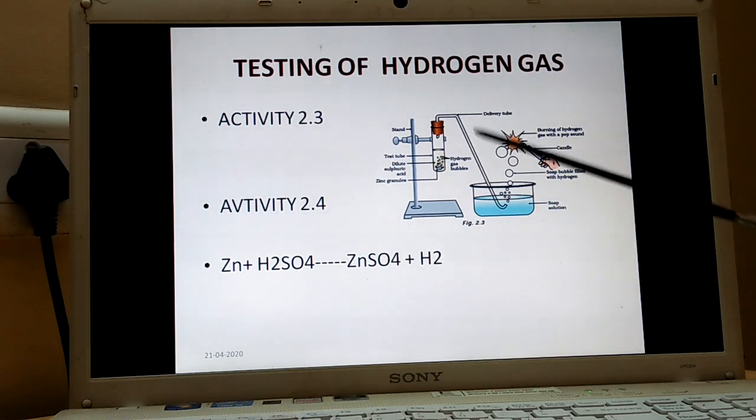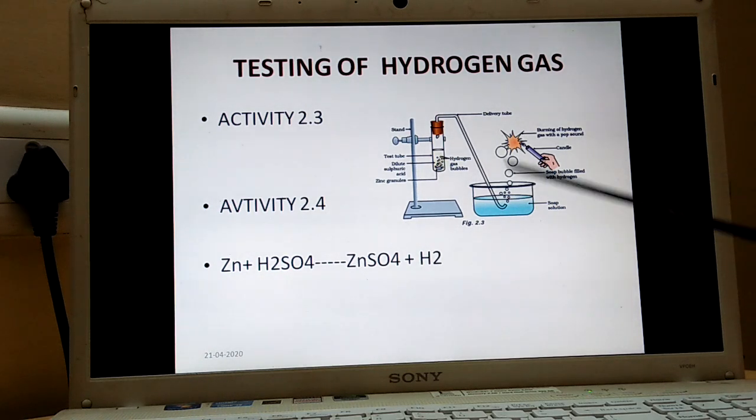Now this hydrogen can be passed through this delivery tube into a trough containing soap solution. Because the soap bubble which is formed contains hydrogen in it, and it can be easily tested by bringing a burning candle. This soap bubble will burst with a popping sound, like when popcorn is formed, the same type of sound. It means hydrogen always burns with a pop sound, and it can be tested by passing it through the soap solution.